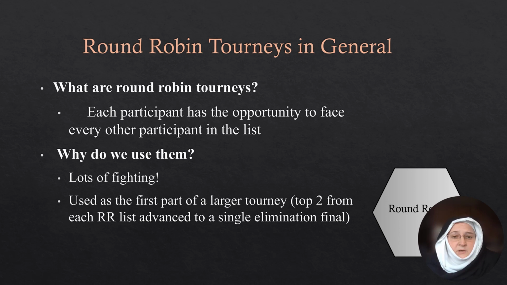Typically, the round robins are used as the first part of a larger tournament. So if you have a lot of fighters, a round robin is a good way to use a lot of fighting to narrow it down to a specific number. Say 4 round robin tournaments, you take the top 2. Now you have the top 8 from the tournament day, and they go to a single elimination final.